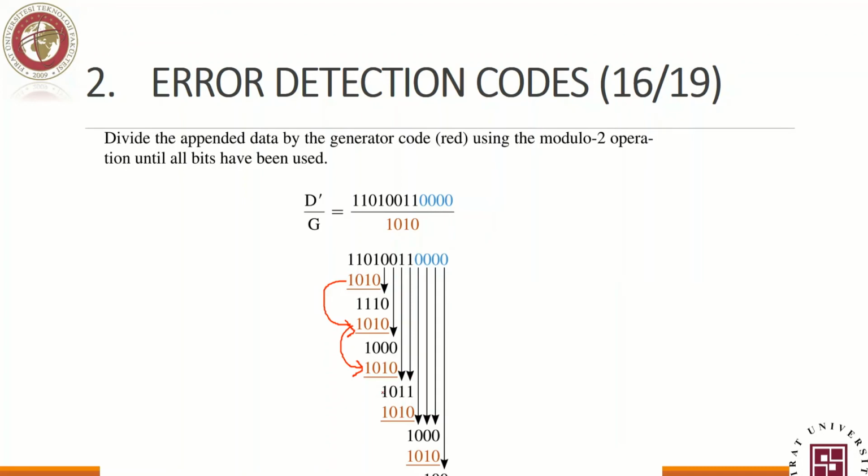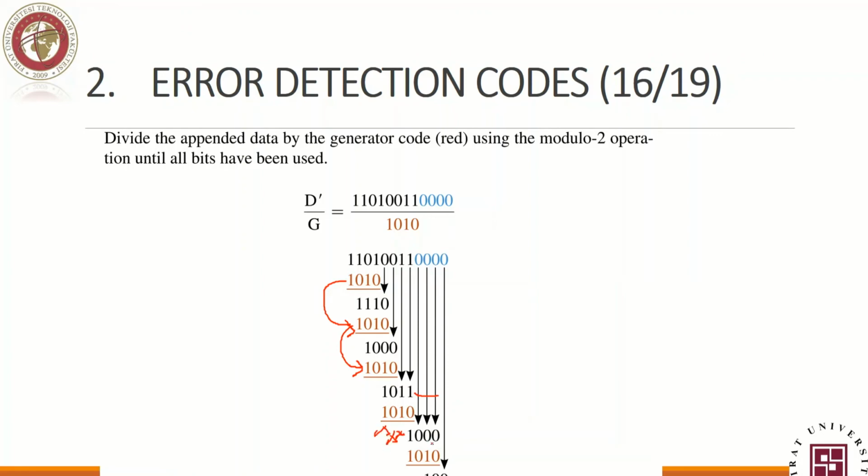Apply the same process. 1 XOR 1 is 0, 0 XOR 0 is 0. 1 XOR 1 is 0. 1 XOR 1 is 1. Then we need to drop 3 digits. These 3 at the same time. Why 3? We lost 3 digits here, so we need to accommodate for them.